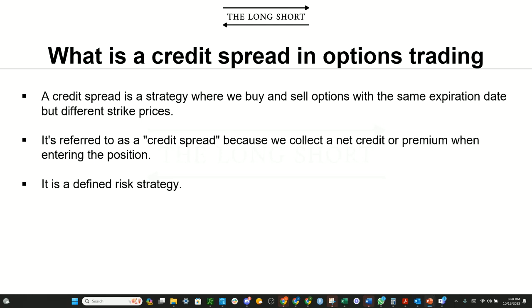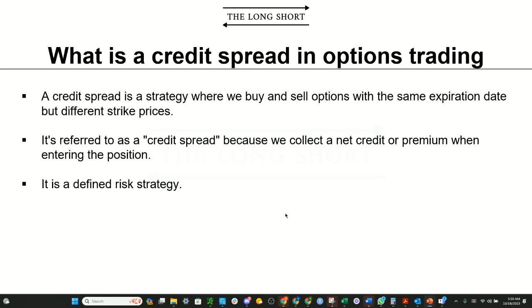A credit spread is selling an option and then buying an option, in the same expiration, because otherwise it's called a calendar trade. If you trade different strikes in different expirations, that's a diagonal. A calendar trade is different expiration cycles, basically.